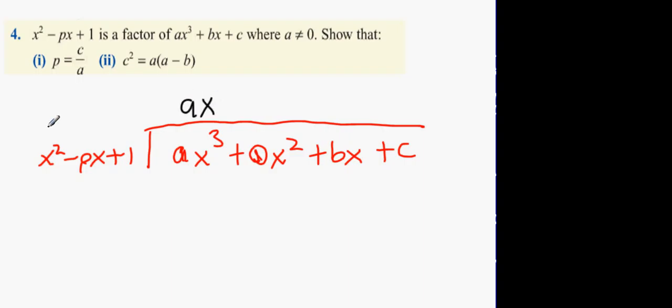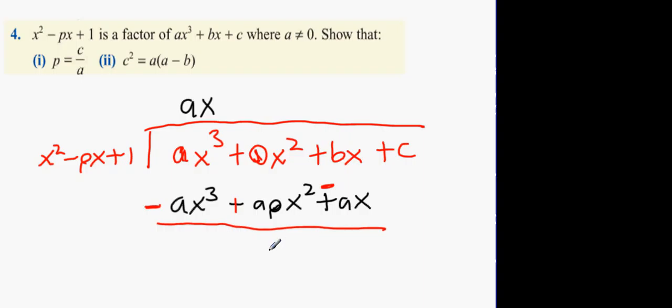Multiply ax by that, I get ax cubed. Multiply ax by px, I'm going to get minus apx squared. Multiply ax by 1, I get ax. Now what happens here is you have to change the signs of each one because you're taking them away. That's a plus, and this one here is now a minus. What happens is we're going to get apx squared.